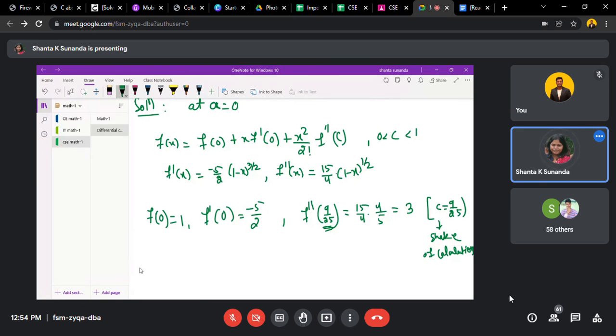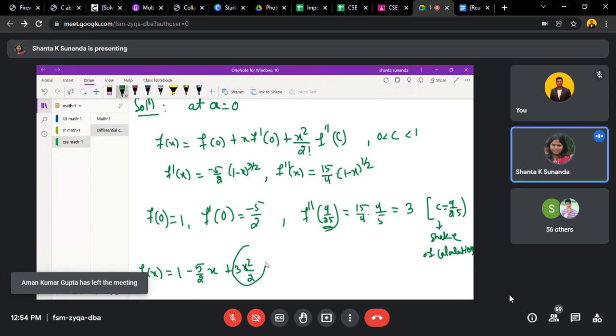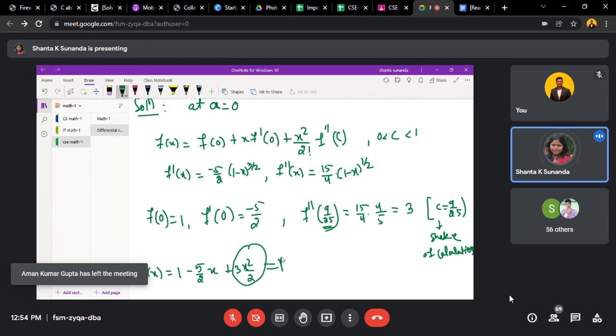So now f of x equals f of 0 plus 3x plus 3x square by 2. So this is our remainder term, Lagrange's form of remainder. Nothing else, only this much you have to do.